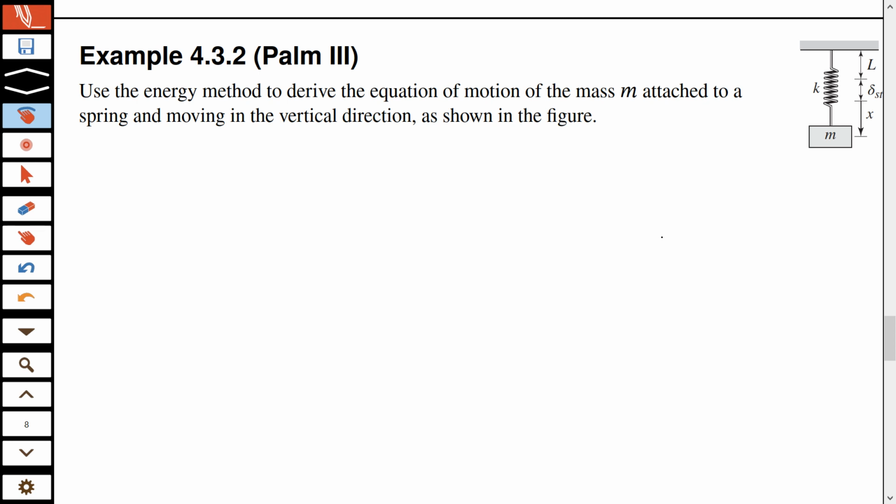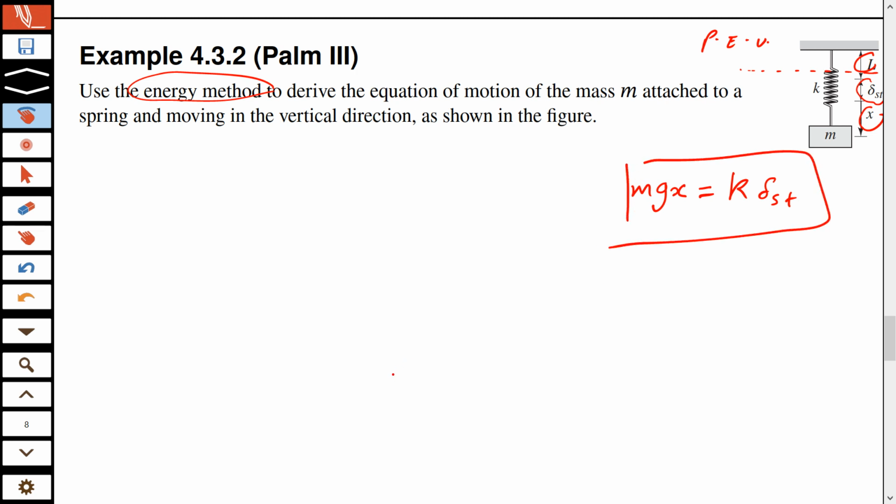This is another example which we can solve by the energy method. And remember, this is the free length, and typically we take this free length to be our reference. So here the potential energy is 0. And we also know that this deflection delta st is because of the weight. So when mg drops by an amount x, it should balance out a restoring force of k times the static deflection. So this is what we will remember.